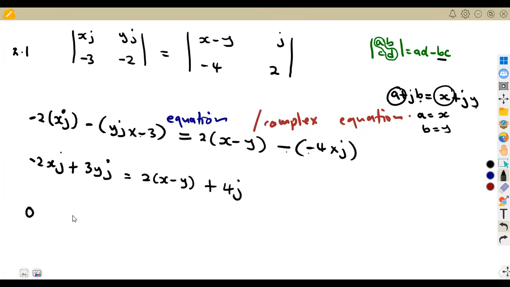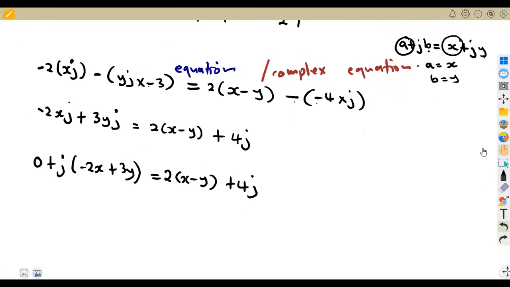Then the imaginary part, which is the imaginary term, is going to be plus j. We will factor out the j, which is common, because there is a j here and there's also a j here. So you're supposed to factor out this j so that it gives you minus 2x plus 3y, which is equal to your right-hand side. You can properly see your real term, which is 2 into x minus y, plus 4j like this.